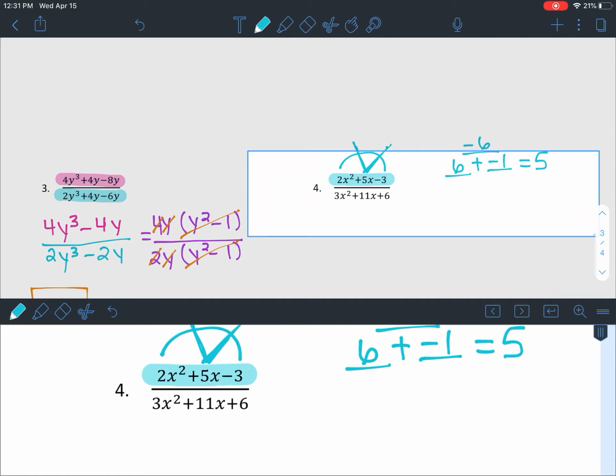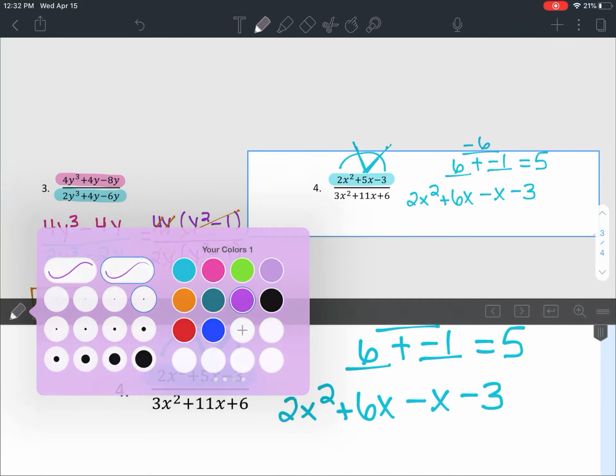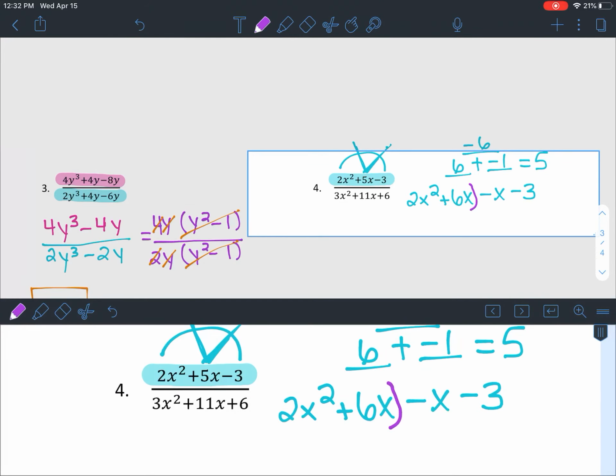So I'm going to do that down here. So I'm going to have 2x squared plus 6x minus x minus 3. So I took that 5x and I split it. We all remember doing this. And then now this has 4 terms. So now I need to think about my grouping method. So I'm going to do this in purple. So I can group these guys and I can group these guys.